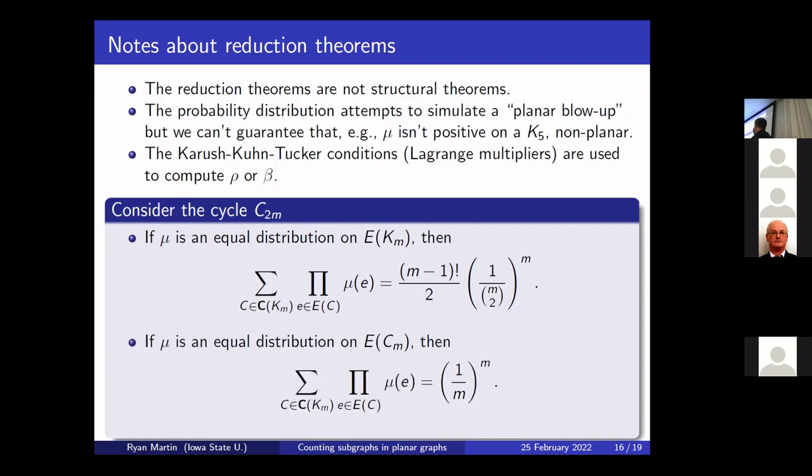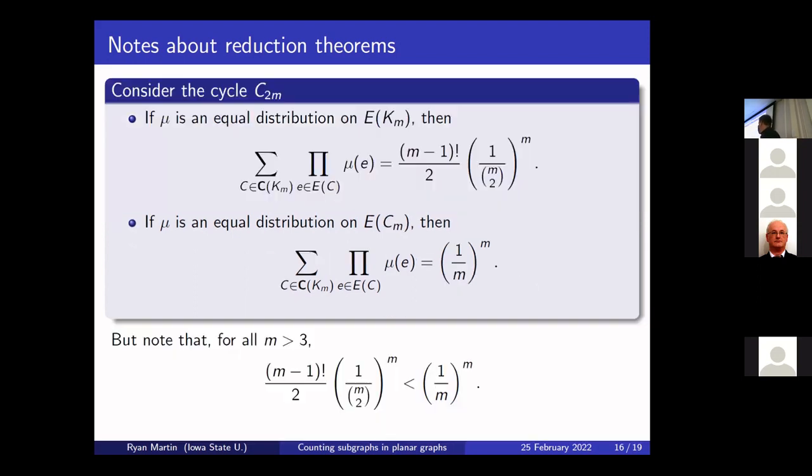But if you look at the equal distribution on the cycle itself, it's a different expression. It's 1 over m to the m, but in fact, that's larger. You have to trust me, but for all m strictly greater than 3, I think it's strict. Of course, it's equal for m equals 3 because K3 and C3 are the same thing. But if m is at least 4, then we get a strict inequality here, which means that we do not want to put our weights on the m clique. We would rather have it on the m cycle.